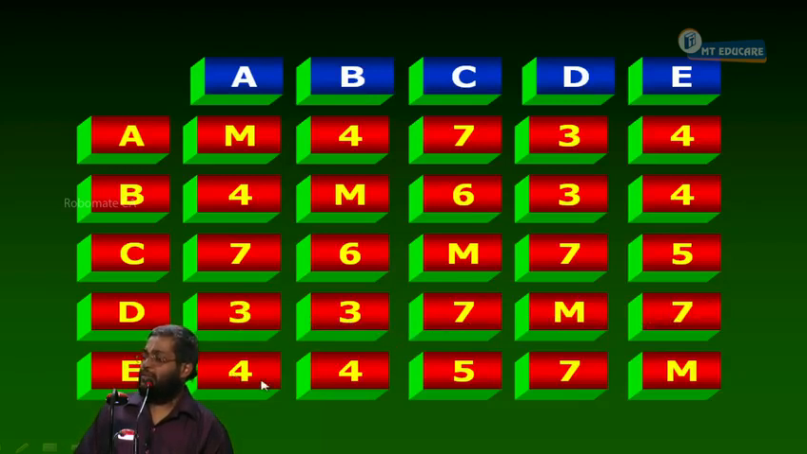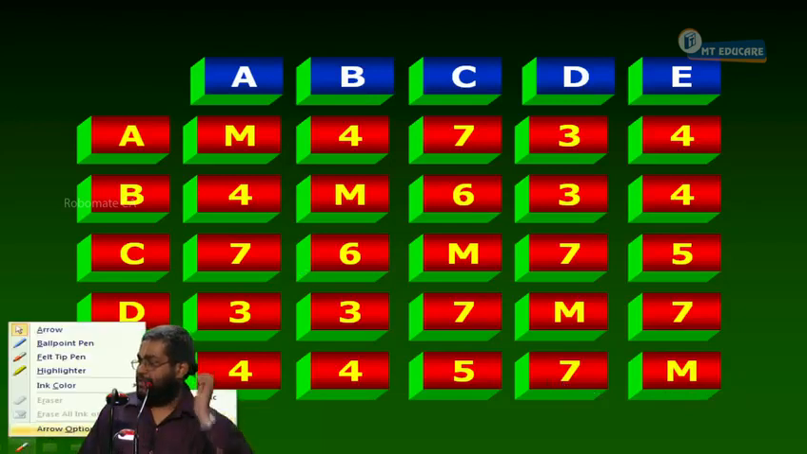Last row. What is the least number? 4. 4 minus 4? 0. 4 minus 4? 0. 5 minus 4? 1. 7 minus 4? 3. M minus 4? M. Row operation has been completed. Everybody following or not?